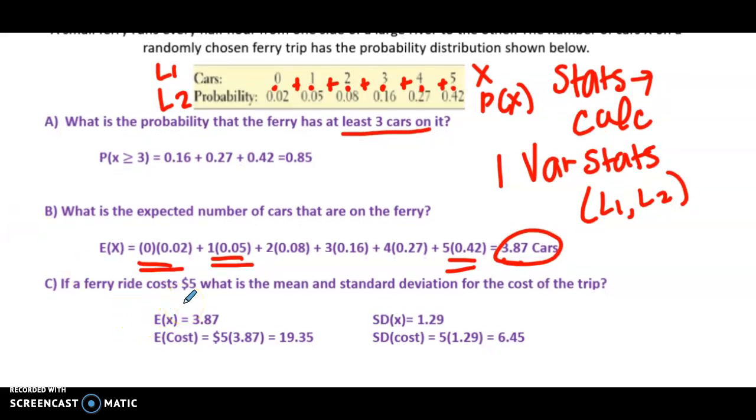If a ferry ride costs $5, what is the mean and standard deviation for the cost of the trip? All right, so this is a transformation. This is not a combination. We know that the mean is going to be 3.87, so we're just going to take 5 times that mean in order to get the new mean. The standard deviation I got from my graphing calculator by doing these calculations right here. For the standard deviation, we're just doing a transformation, so we can just multiply 5 times the standard deviation in order to get the standard deviation for the cost.